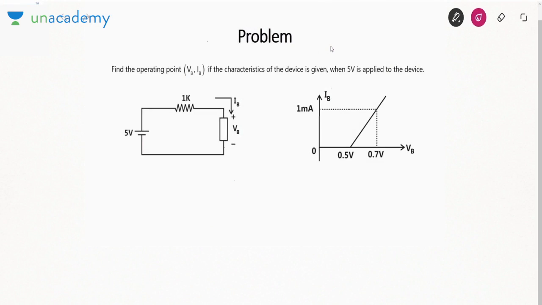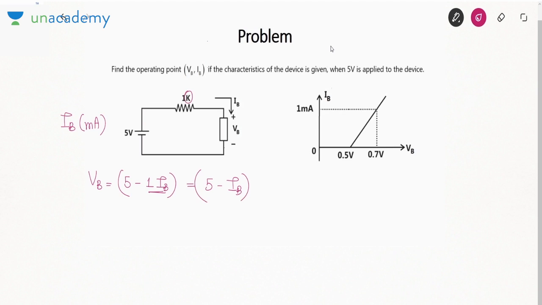Moving to the next problem. Find the operating point VB, IB if the characteristic of the device is given, when 5 volt is applied to the device. Okay, now see, here VB can be written in this circuit as 5 minus 1 into IB. I am assuming that IB is in milliampere. That is why kilo into milli will become simply IB.